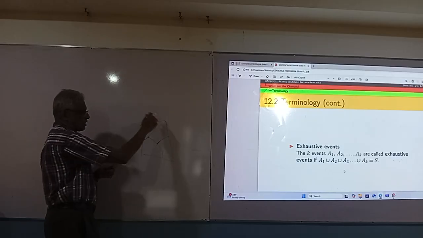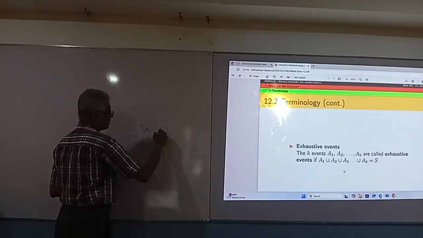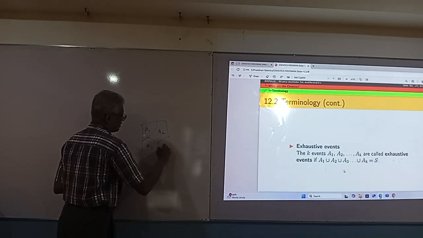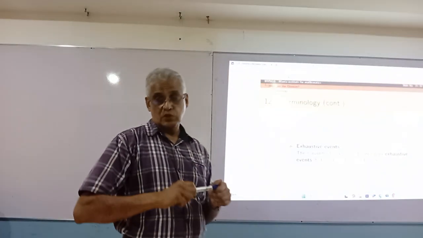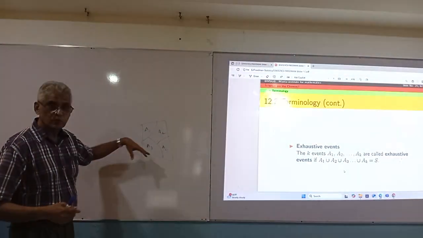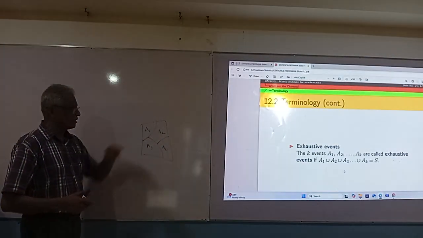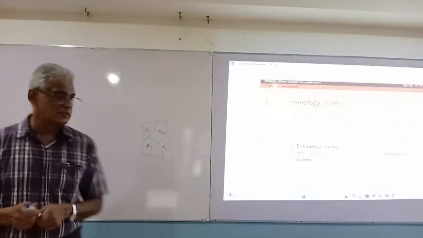Union is equal to the sample space. So if that is the case, probably this is A1, A2, A3, A4. You can say they are not only exhaustive, they are also mutually exclusive, disjoint. They are mutually exclusive and exhaustive.